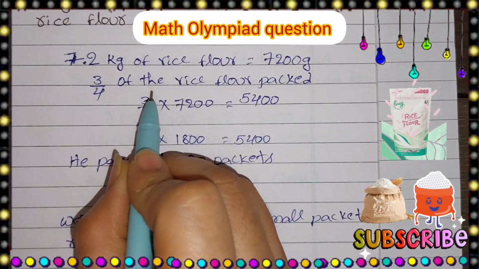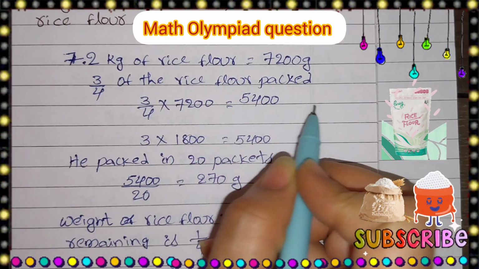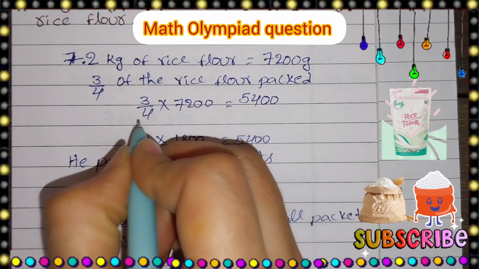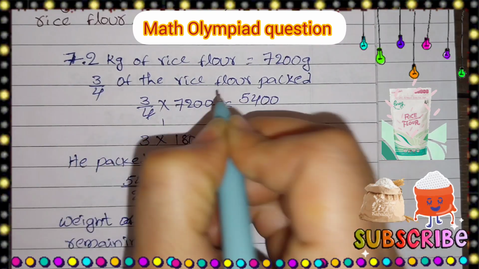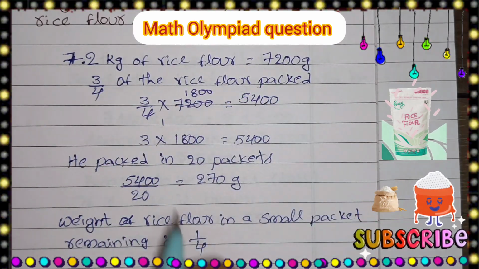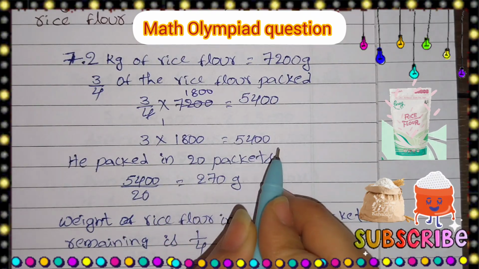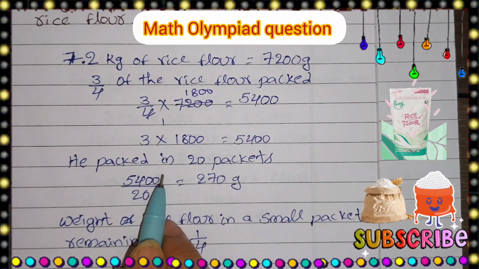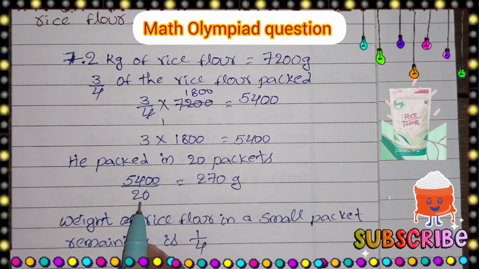7.2 kg of rice flour equals 7200 grams. 3 by 4th of the rice flour is packed: 3 by 4 multiplied by 7200. 4 ones are 4, 4 eighteen hundreds are 7200. 3 multiplied by 1800 equals 5400.